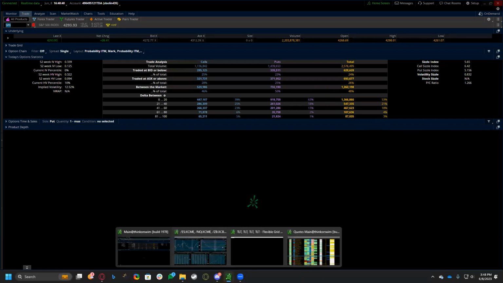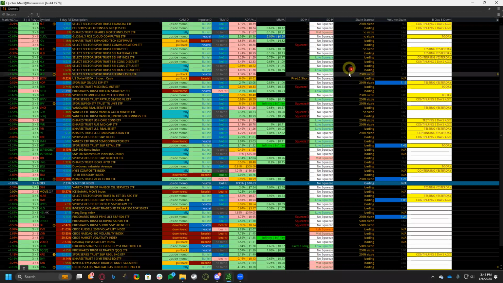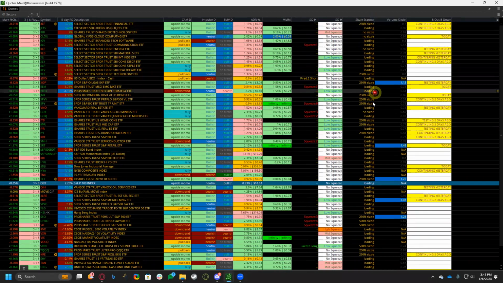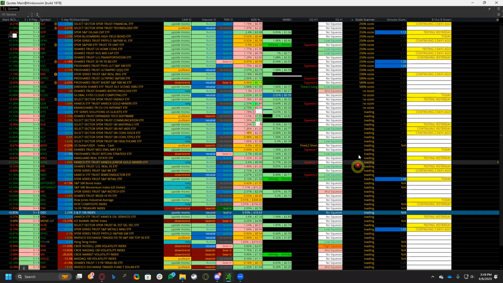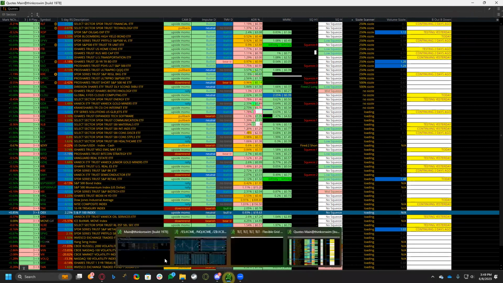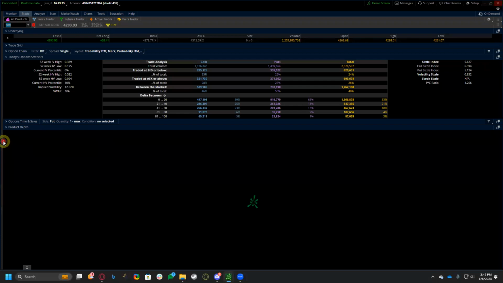right? In my case, with this watch list, it's a sizzle scanner. So I'm looking at things that are hitting at least 250% sizzle, and then 500, and then 750, and then 1,000. If there's too many things, if your watch list is too big, you might get this loading error, or you might get some other error. If you do, try to turn off some of your watch lists.